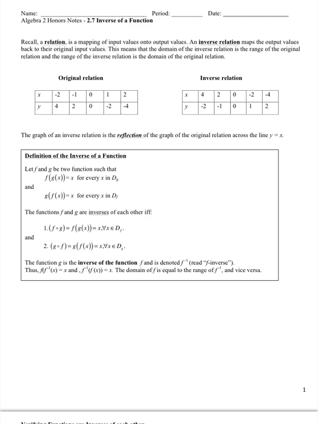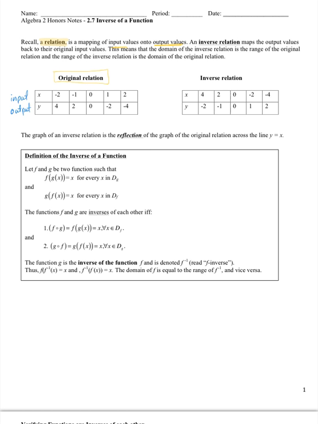Well, before we can do that, we have to go back to our definition of a relation. Hopefully you remember what a relation is. It is a mapping of input values onto output values. So if you look at this example here, let's say I give you a table of values. This is your input, your x, your domain values. This is your output. So I'm doing some rule to my input values x to get my output values y.